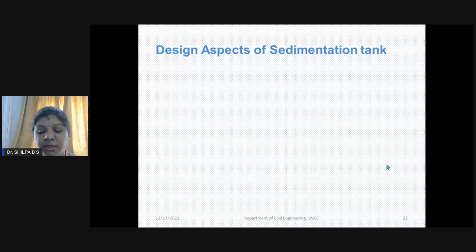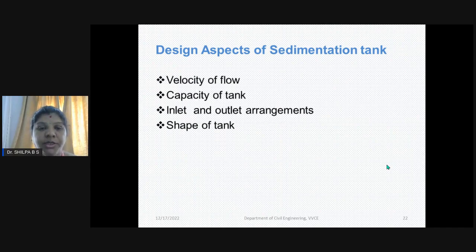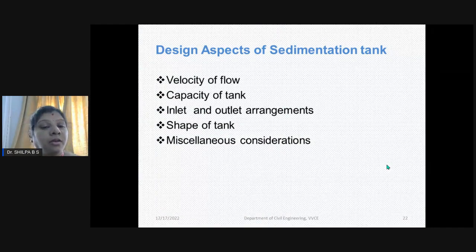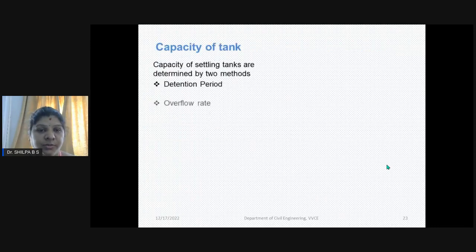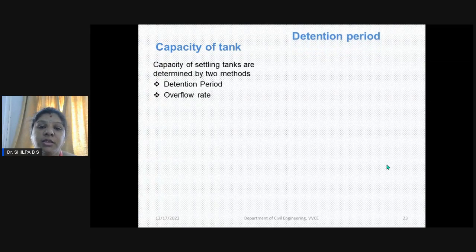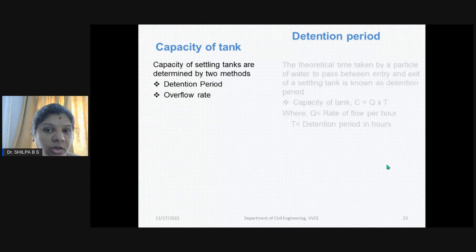Design aspects that we need to consider for the sedimentation tank are: velocity, capacity of the tank, the inlet and outlet arrangement, shape of the tank, and miscellaneous considerations. When we are talking about the capacity, it is mainly determined depending on either the detention period or the overflow rate.